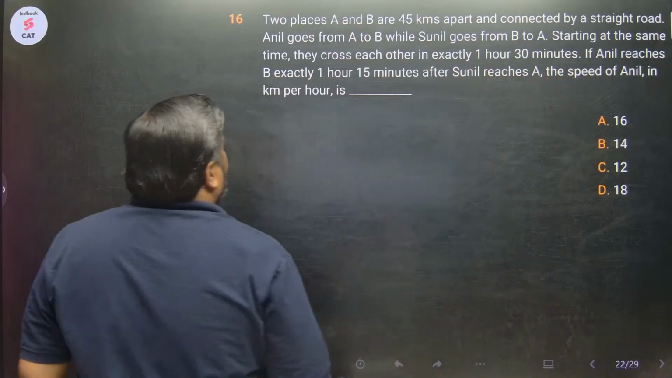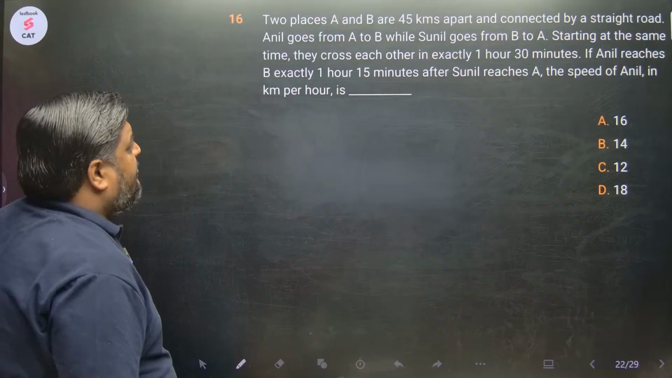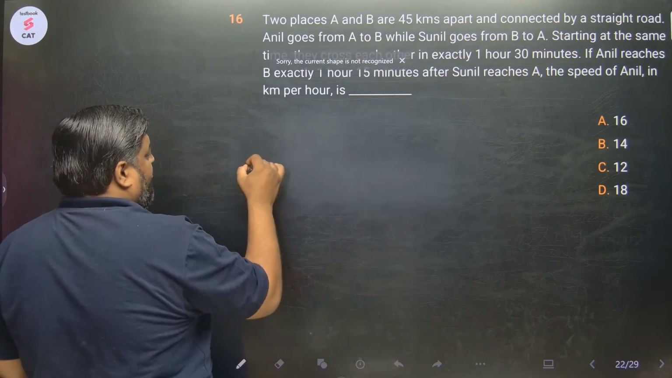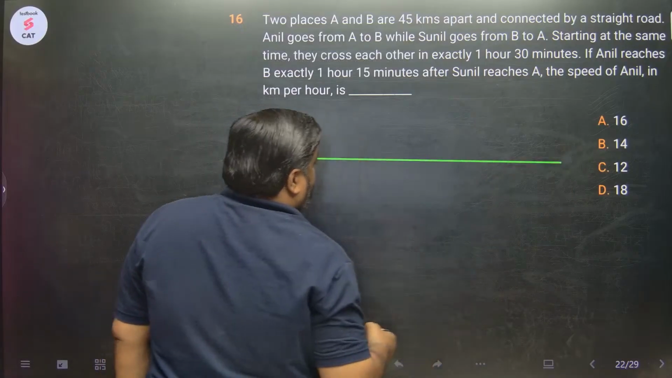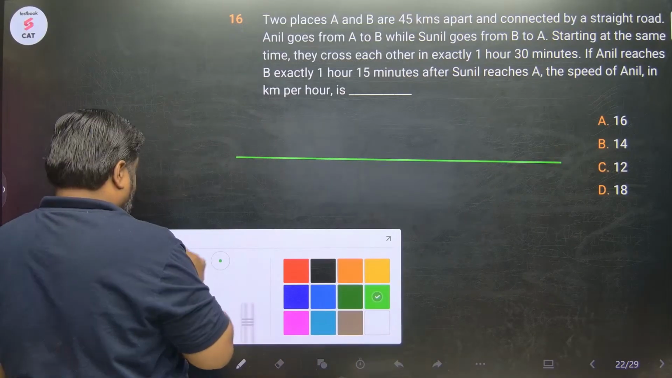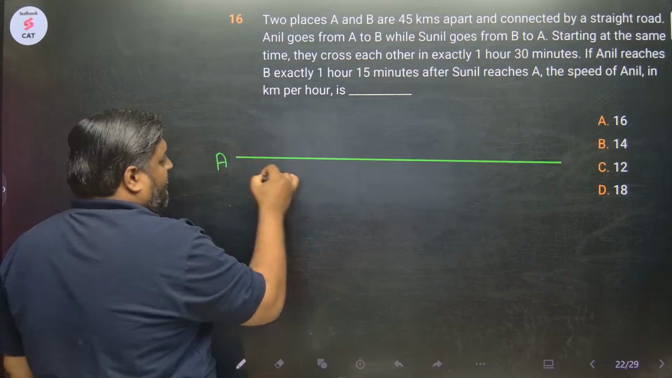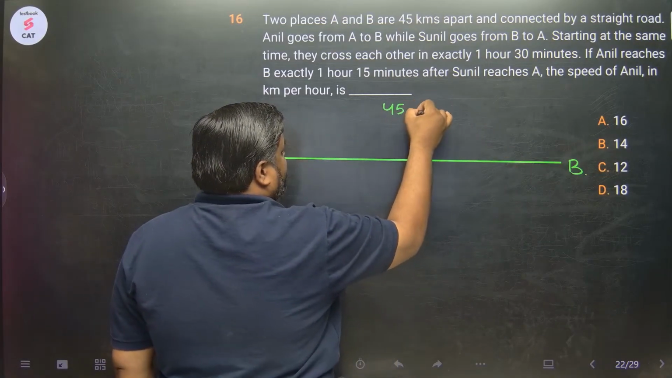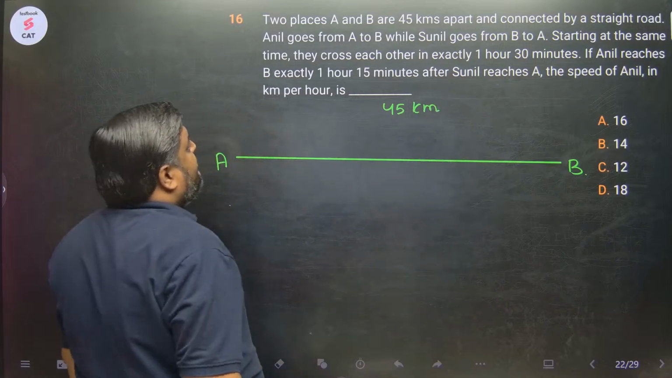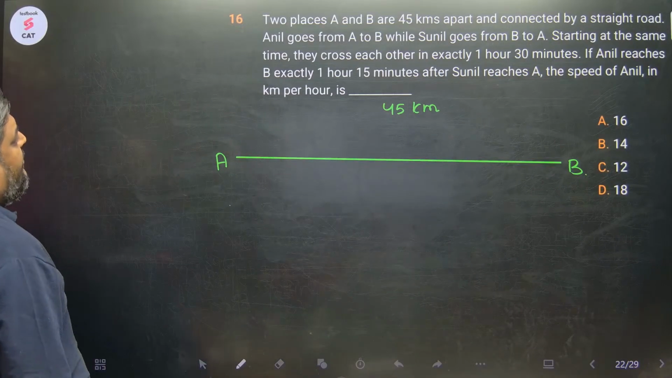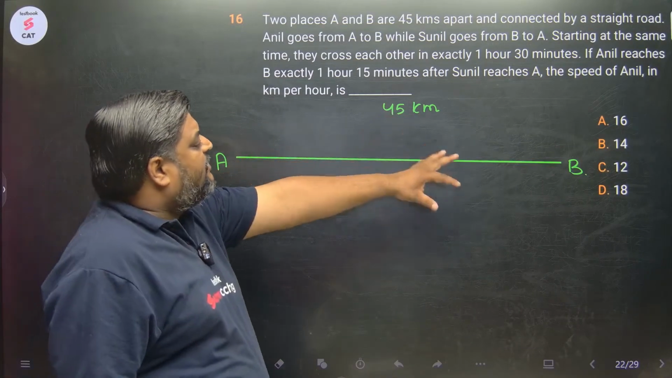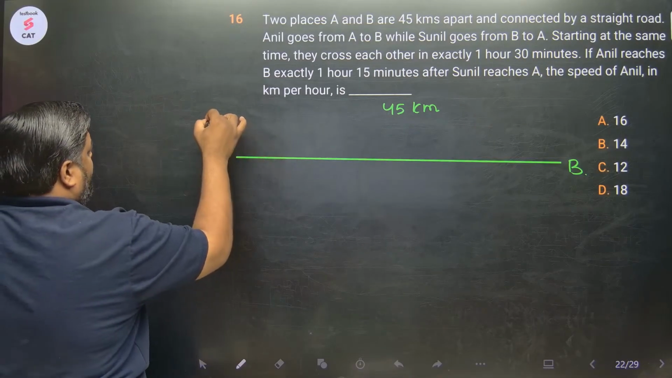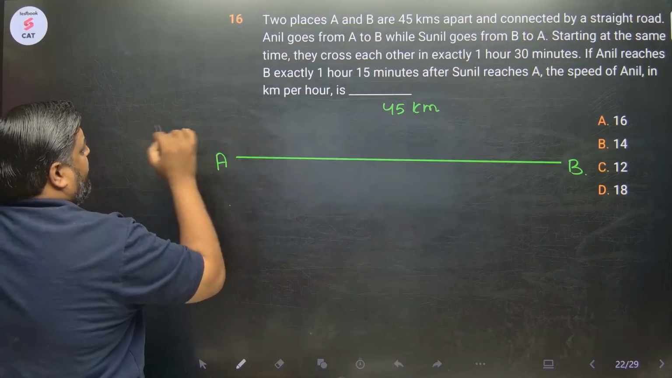Two places A and B are 45 kilometers apart and connected by a straight road. There are 2 points A and B, and the distance between them is 45 kilometers. Anil goes from A to B while Sunil goes from B to A.